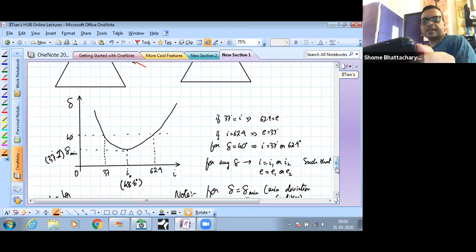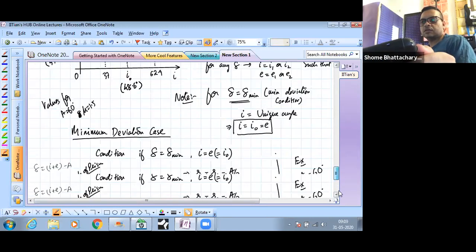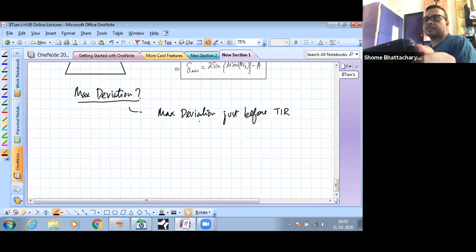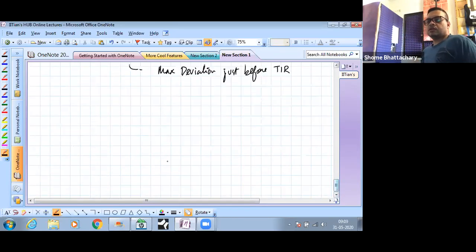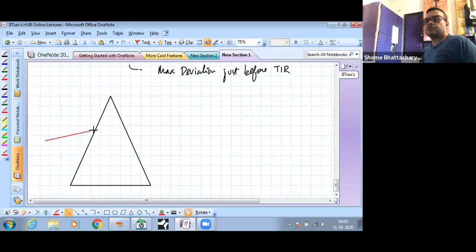So now let us come to the maximum deviation case. Now let us understand first of all what we mean by maximum deviation. So we saw that if you are at an angle of incidence such that you are getting a certain angle of emergence which is greater than your angle of incidence. Okay, so suppose you are at a situation like this, you are getting something like this.